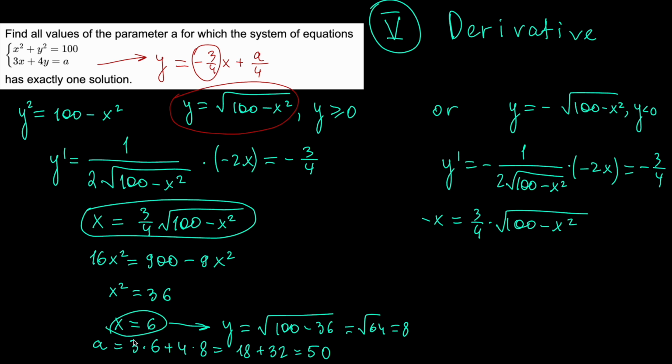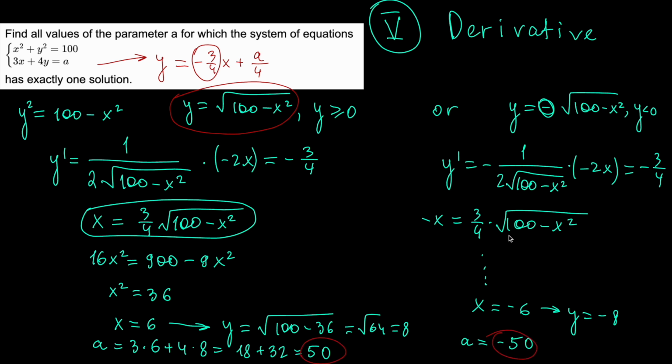But this time we're going to say that x is equal to minus 6 because the positive value of x would contradict this equation. For x equals minus 6, we will have y equals minus square root of 100 minus 36, which is y equals minus 8. And a will be equal to 3 times minus 6 plus 4 times minus 8, which will give us minus 50. So once again, we have two values of parameter a for each of which this equation has exactly one solution. And this time we proved it using the derivative. Now let's move on to the next solution.